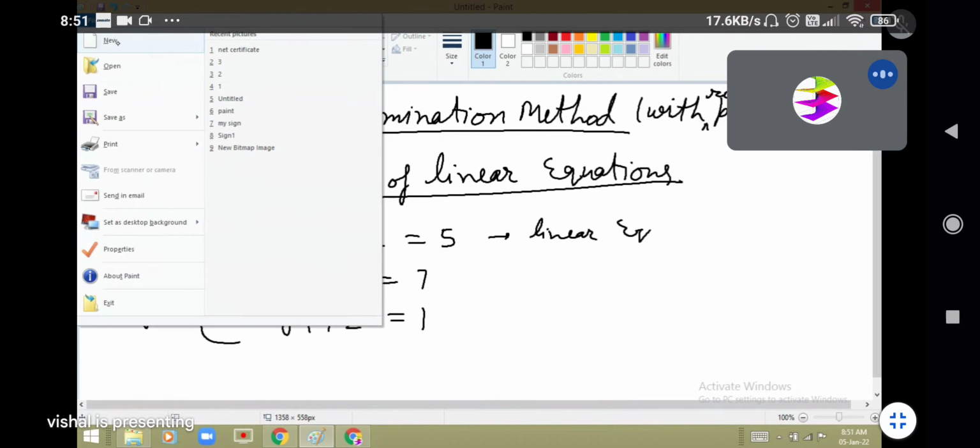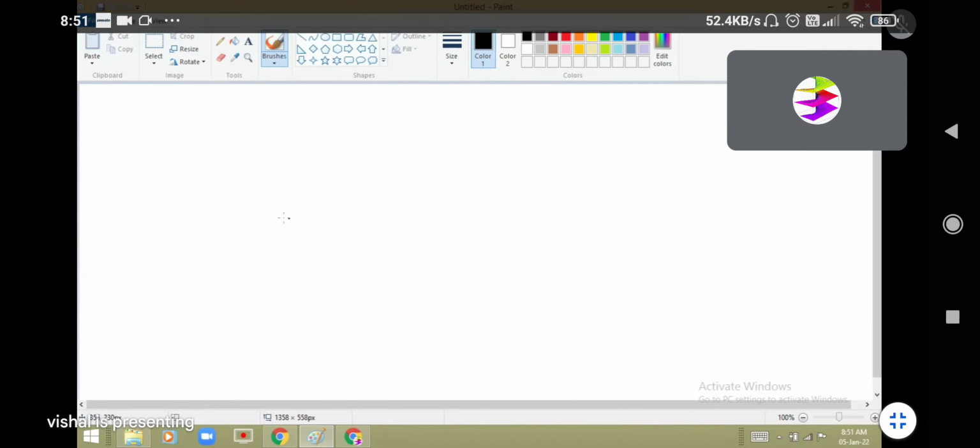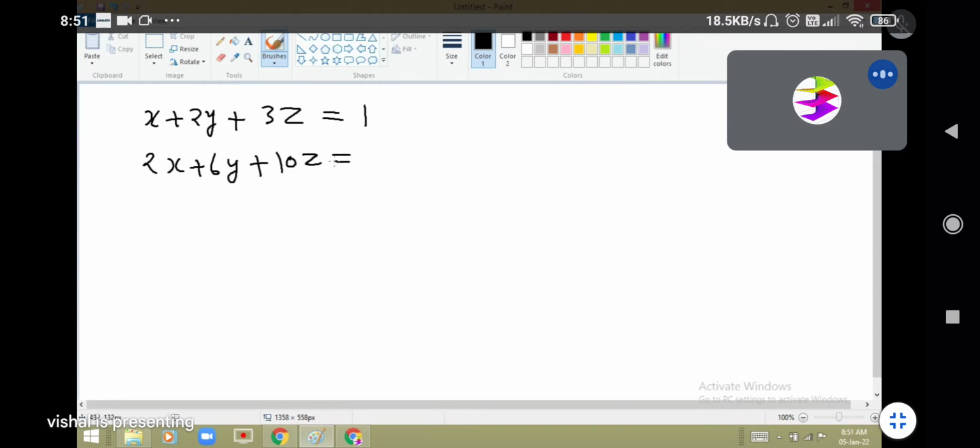I give you a wonderful example. Suppose x plus 2y plus 3z is equal to 1, 2x plus 6y plus 10z is equal to 0, and 3x plus 14y plus 28z is equal to minus 8. This is an example of a system of linear equations.